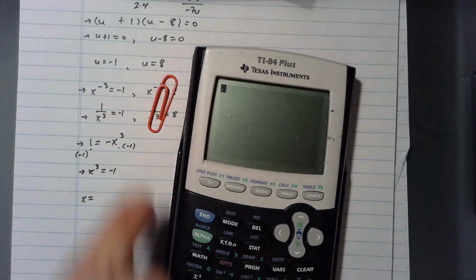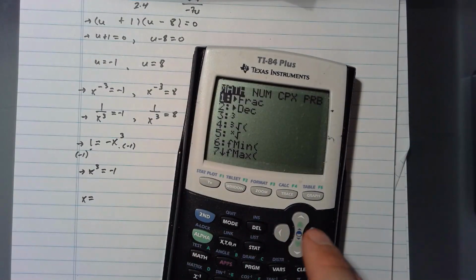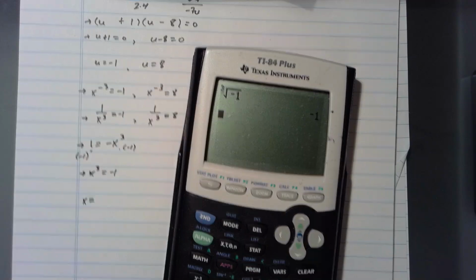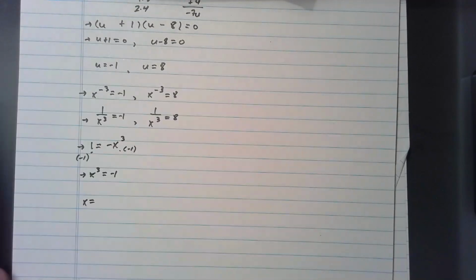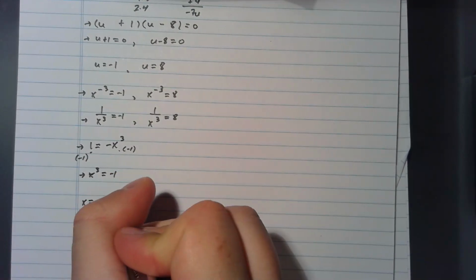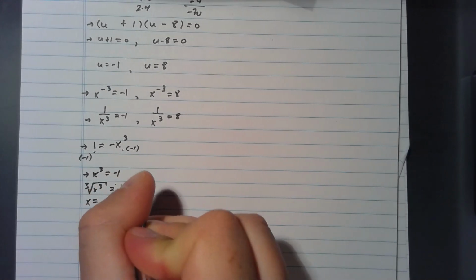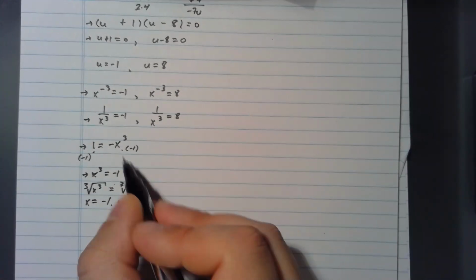So when I take the cube root of negative 1, you can do it on my calculator, right? Math, cube root, negative 1, you get negative 1. And you just take the cube root of this. That's what you do. Here, do the same thing.